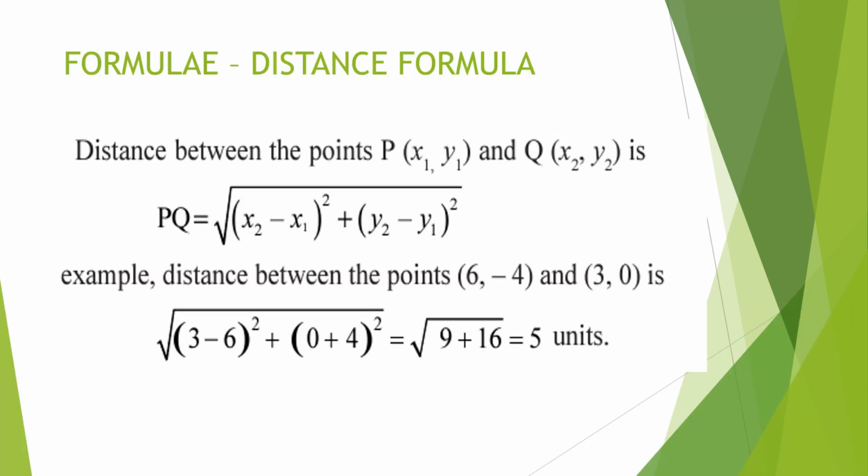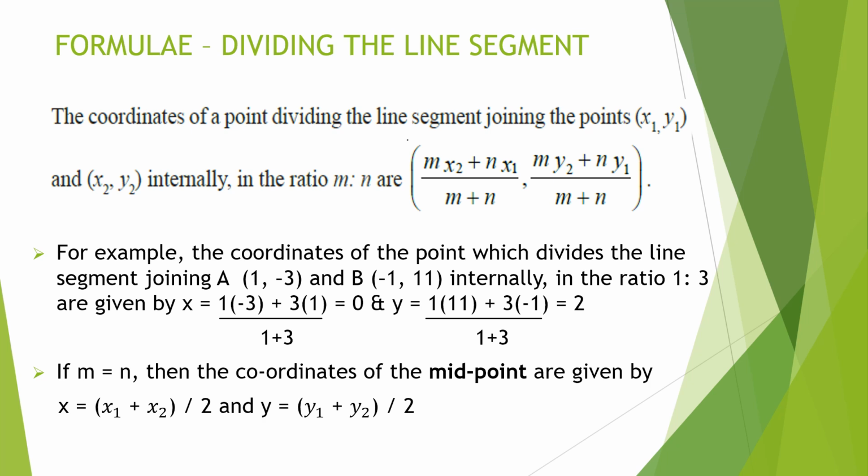First we are going to see different formulae which we have already studied. The first formula is the distance formula. Distance between the points P, which has coordinates x1, y1, and Q, x2, y2, is given by PQ is equal to root of (x2 minus x1) whole square plus (y2 minus y1) whole square. For example, if you want to find the distance between the points 6, minus 4 and 3, 0, the distance would be 5 units.